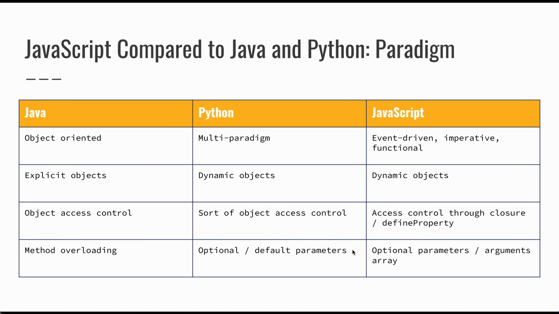In Java, we have method overloading, and in Python, we actually have optional parameters. In JavaScript, we can use optional parameters, but we actually don't overload functions in JavaScript. And there's also an arguments array that's just sort of implicit. Even a lot of experienced JavaScript programmers aren't aware of this, but it just sort of exists in every function that you write. And it represents the arguments that were passed to that particular function.